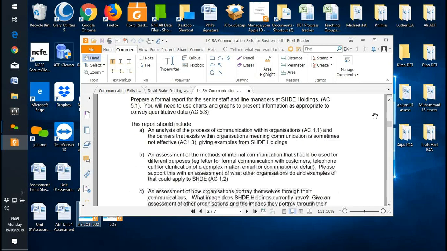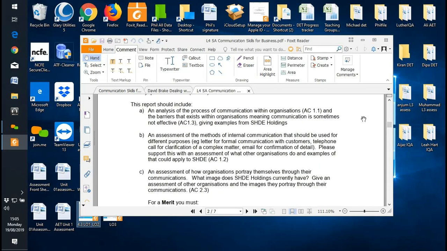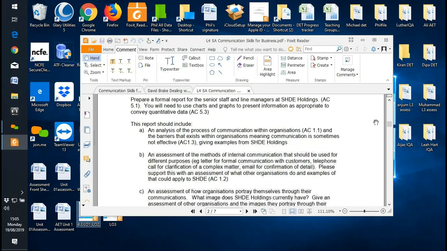Now, what you've got to make sure is that they don't always offer 1.1, 1.2, 1.3. It may be 1.1 and 1.2 and then 3.1 and 3.2 in the same assignment. That doesn't matter. If you follow the assignment, what it's asking you to do, then you will fulfill the assessment criteria. So don't worry about that. Just follow the assignment. So you've got to prepare a formal report for senior staff in line with managers at SHDE.